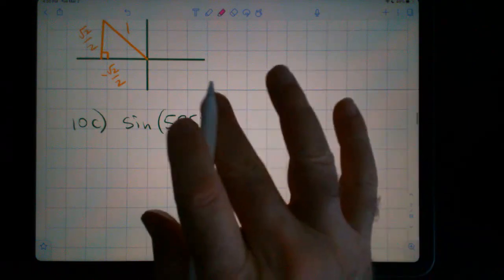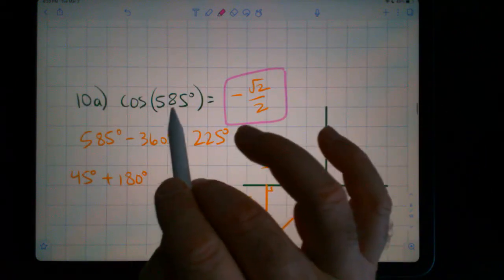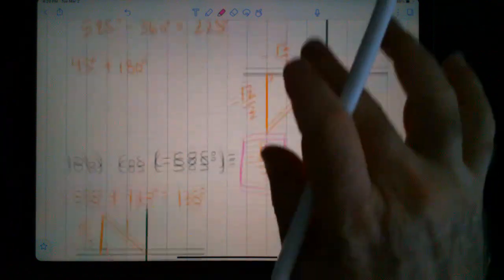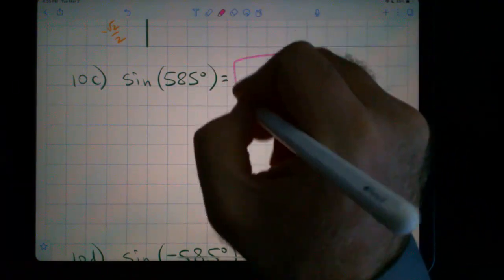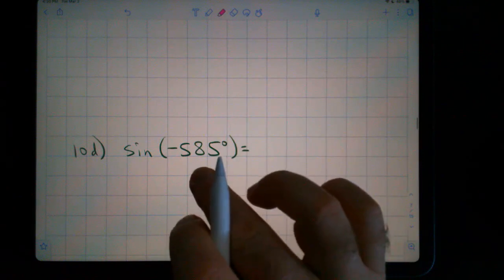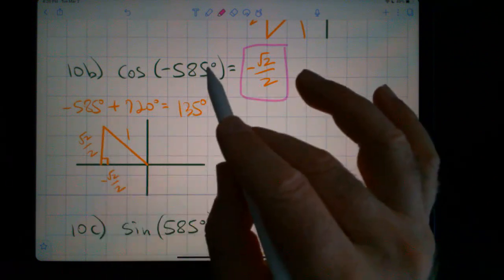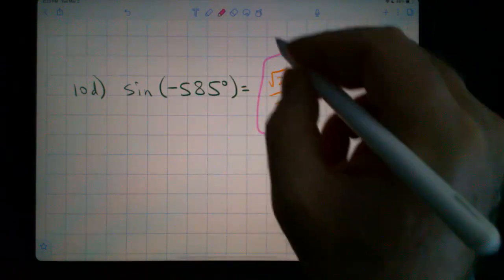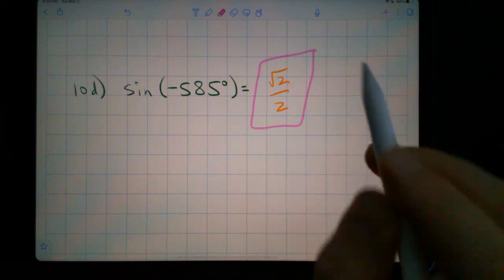Okay. Sine of 585. Sine of 585, I can use this one, 585, which gets me down into here. So sine is the y value. Sine is negative root 2 over 2. Sine of negative 585 is going to be the same as this one here. So sine is the y value. Sine is going to be positive root 2 over 2. Which if you try that in your calculator, you'll get 0.7071. It's a number that you should be familiar with.